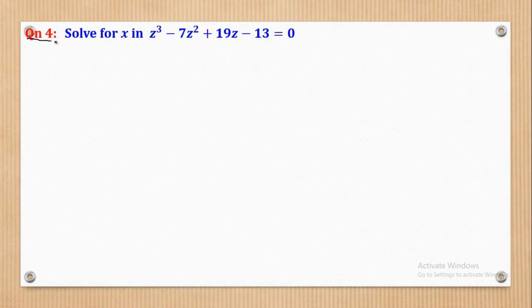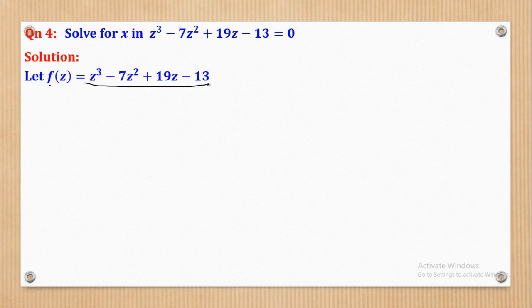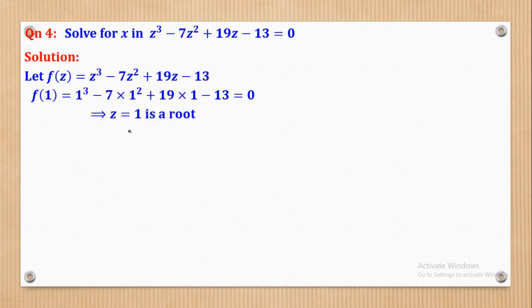Let's go to this one, which is question 4, says solve for z. Solve for z in this cubic equation. So still we shall go through the same procedure. We shall let f(z) be equal to this expression. Then we shall look for a root or a value which satisfies this equation, and that is 1. So when I put 1, I'll come up with 0. That means that z equal to 1 is a root, therefore the factor will be z minus 1.